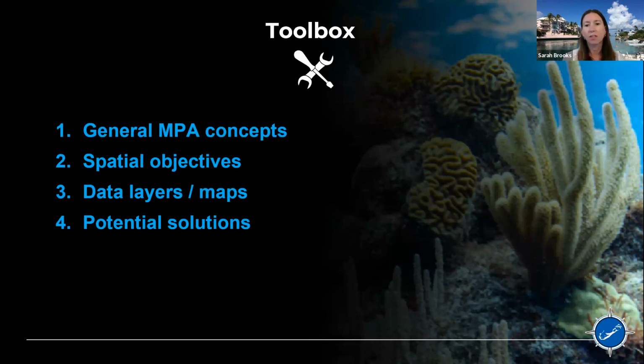And these are the different items in the toolbox that they will have at their disposal, that they can utilize, and that I'm going to tell you more about now. So we have general MPA concepts, we have a set of spatial objectives, we also have a list of valuable data layers or maps, and there's also a list of several potential solutions that participants can choose whether or not to adopt when modifying the MPA network.